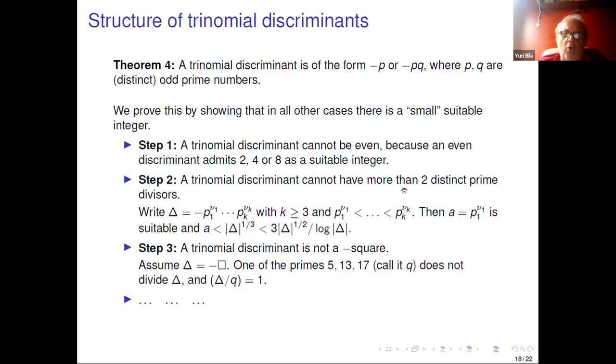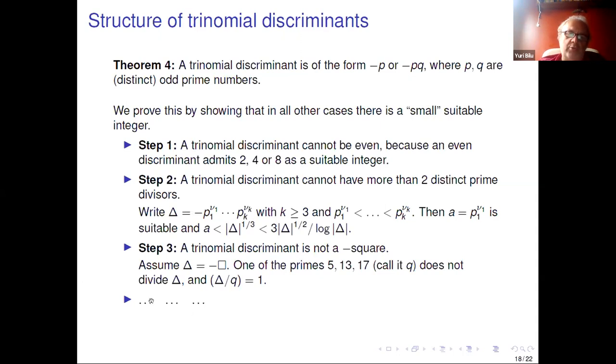Next, for instance, it cannot have more than 2 distinct prime divisors. So assume the contrary. Then this guy must be suitable, and well, it is the cubic root of delta. And we saw that for a trinomial discriminant, it's square root of log, so it's too small. Also, for instance, we can show that it cannot be a square, because if it is minus a square, and we saw that only 2 primes can be involved, then one of these primes is not involved with it. And for this prime, we have a positive Kronecker, and so it must be suitable. So one of the 3 is suitable, and it's too small to be suitable for a trinomial discriminant. Well, and so on.